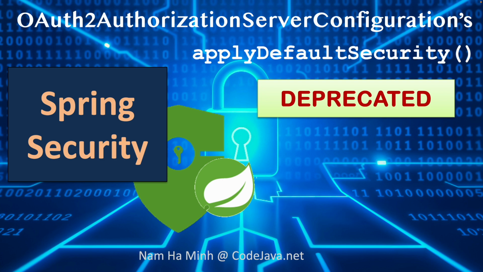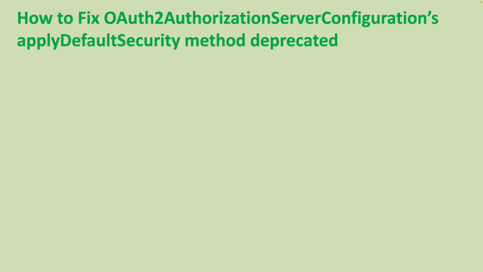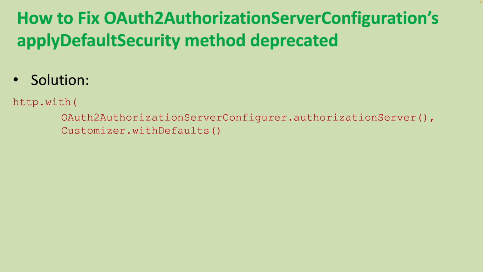So the solution to fix the OAuth2AuthorizationServerConfiguration applyDefaultSecurity method deprecated is to use this alternative code: HttpSecurity.with, and pass OAuth2AuthorizationServerConfigurer.authorizationServer, and for default security settings pass Customizer.withDefaults.